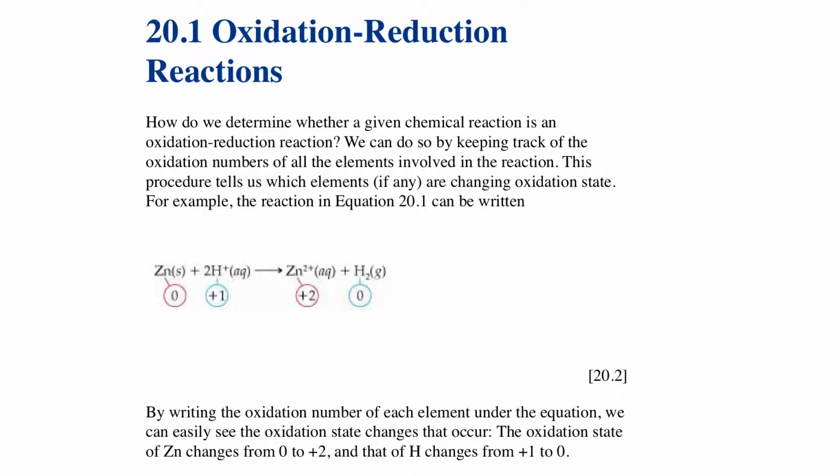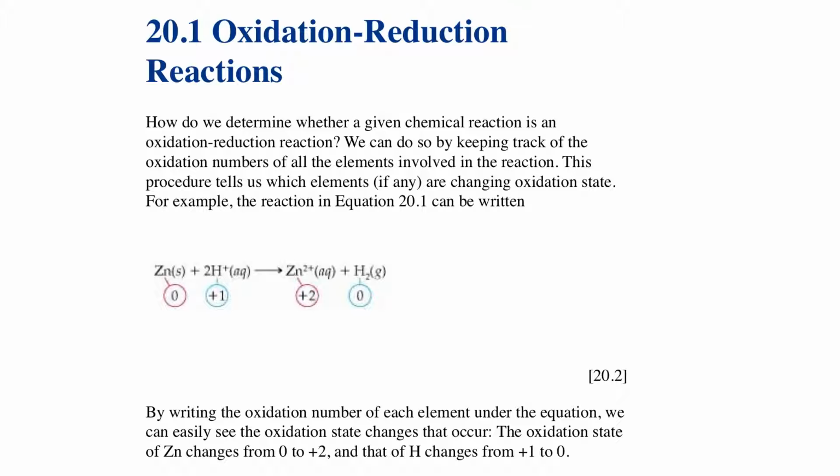Section 20.1 Oxidation-Reduction Reactions. How do we determine whether a given chemical reaction is an oxidation-reduction reaction? We can do so by keeping track of the oxidation numbers of all the elements involved in the reaction. This procedure tells us which elements, if any, are changing oxidation state.